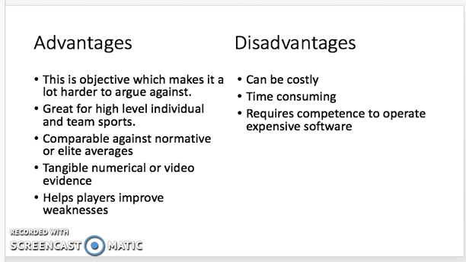It's comparable against normative or elite averages. So when comparing your 3-point percentages against someone who is a similar level as you, or someone perhaps who is a lot better than you, you can compare your percentages and see what you need to be aiming for. The evidence is tangible and numerical for the video, and it helps the players improve weaknesses.